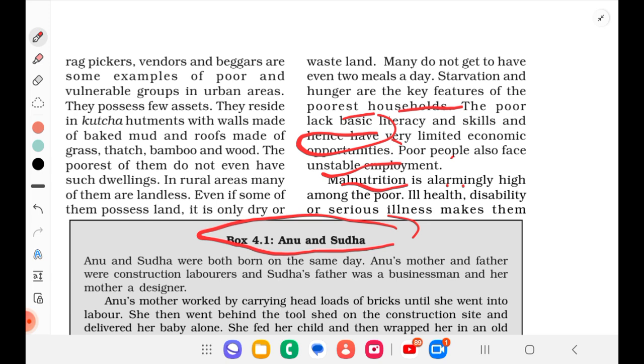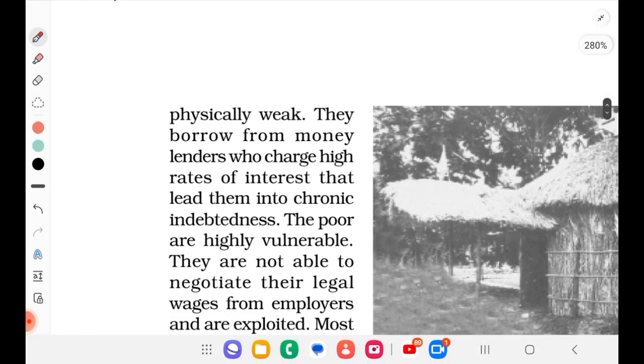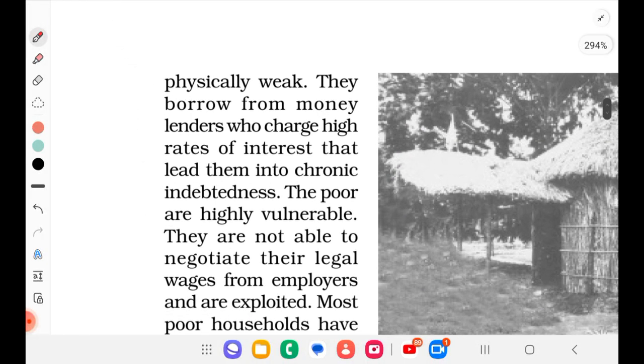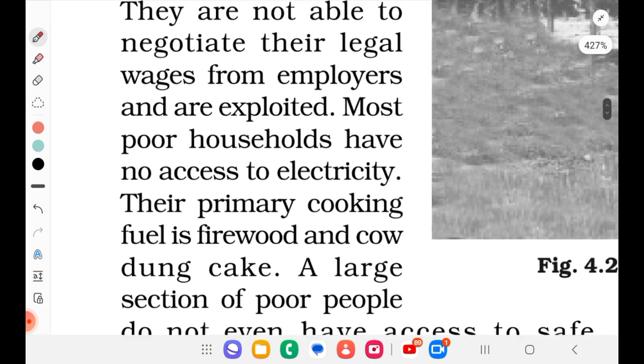Ill health, disability, or serious illness makes them physically weak. They borrow from money lenders who charge high rates of interest that lead them into chronic indebtedness. The poor are highly vulnerable. They are not able to negotiate their legal wages from employers and are exploited.